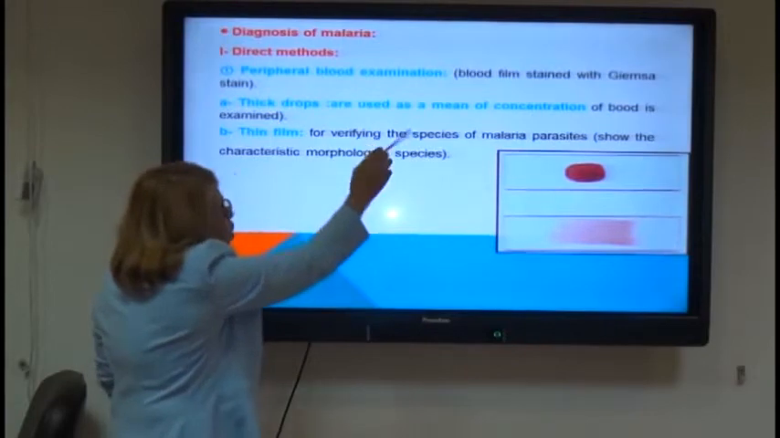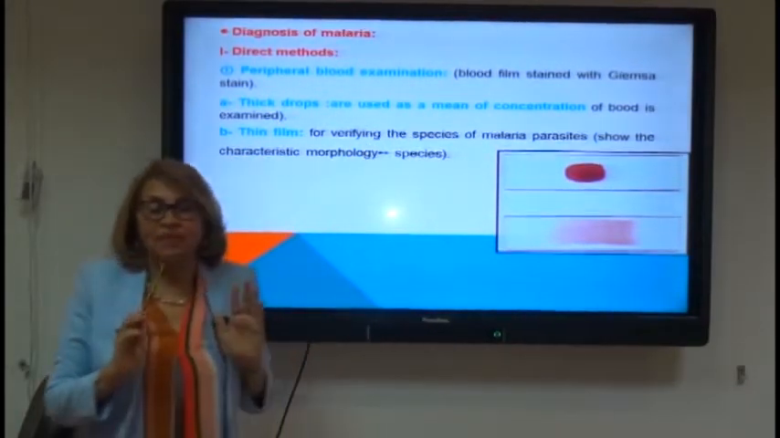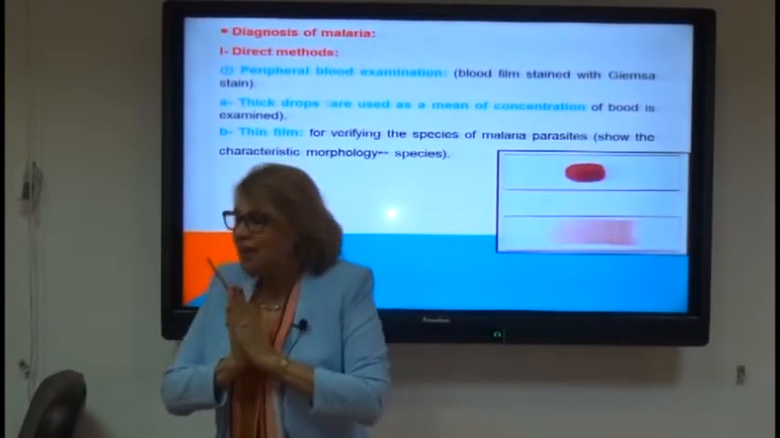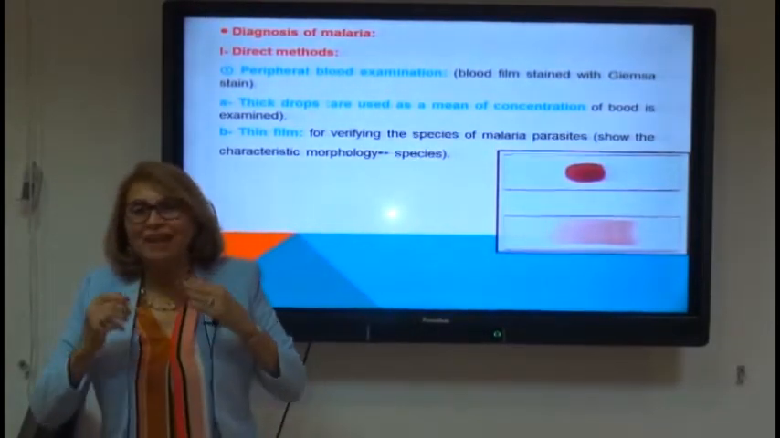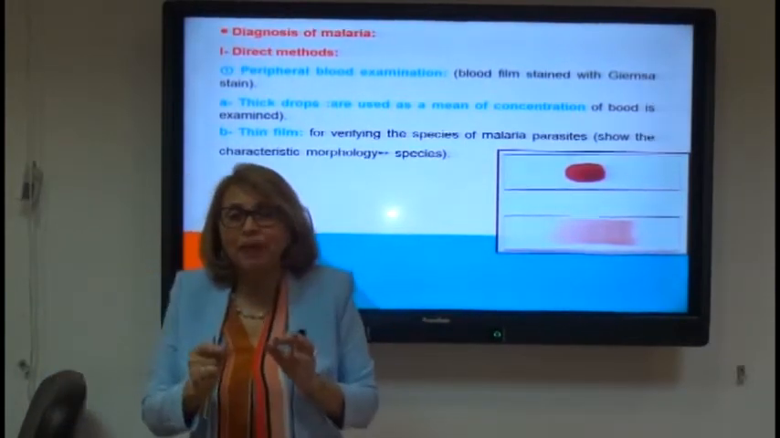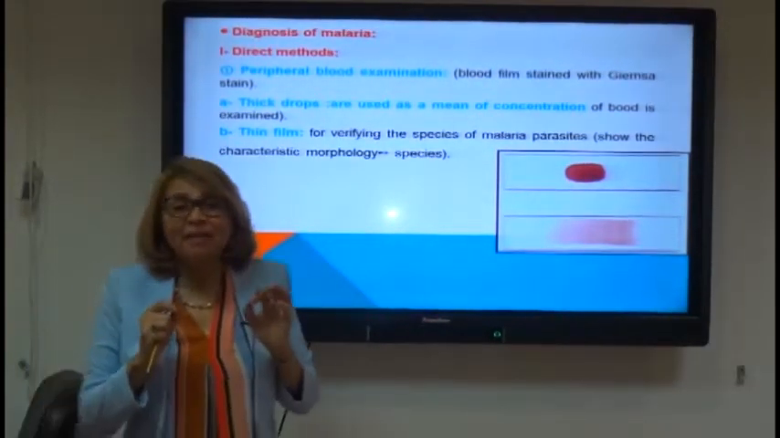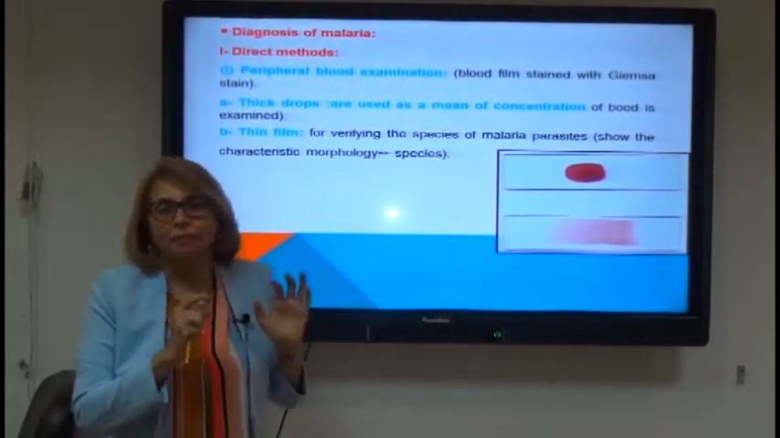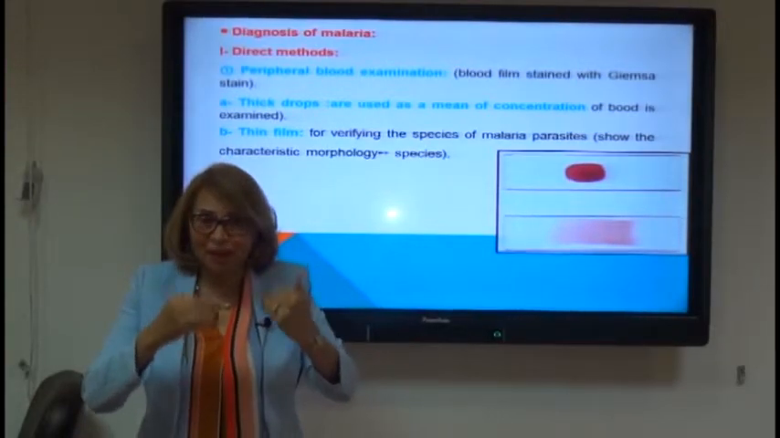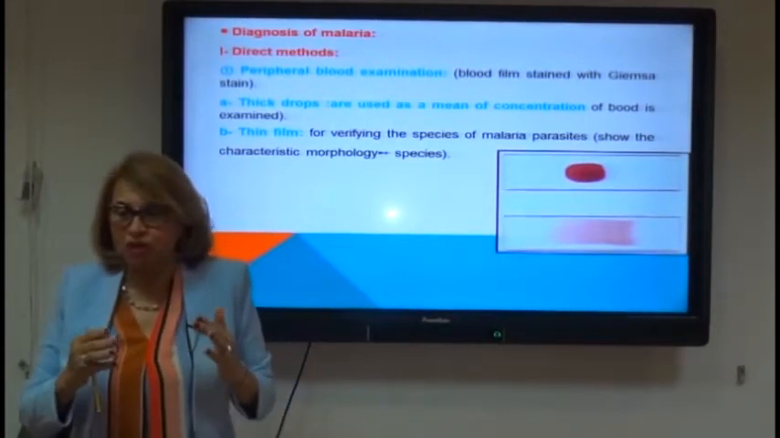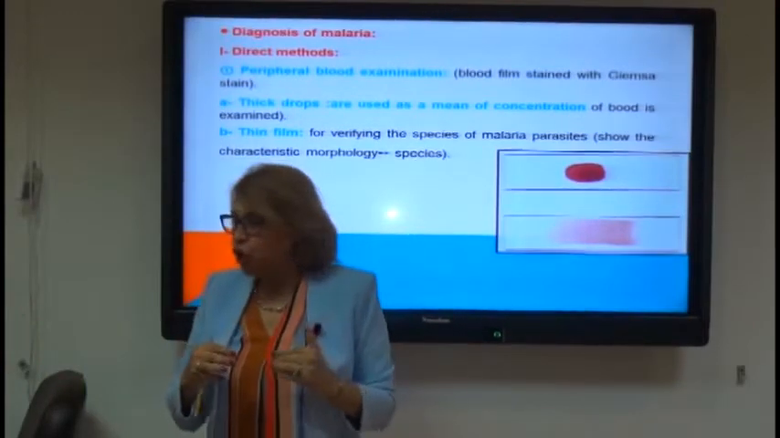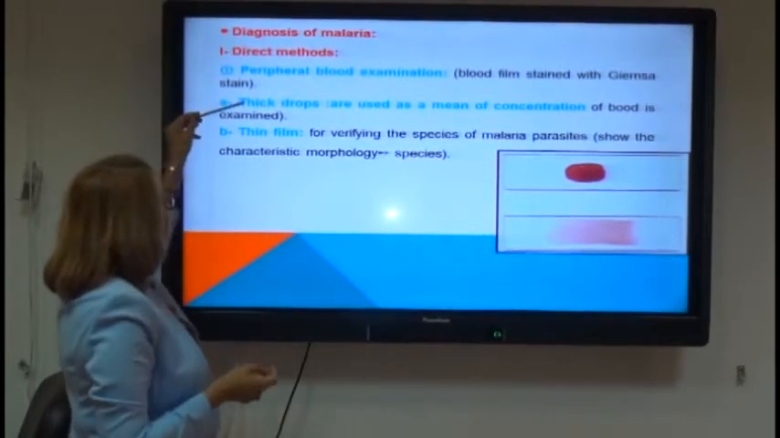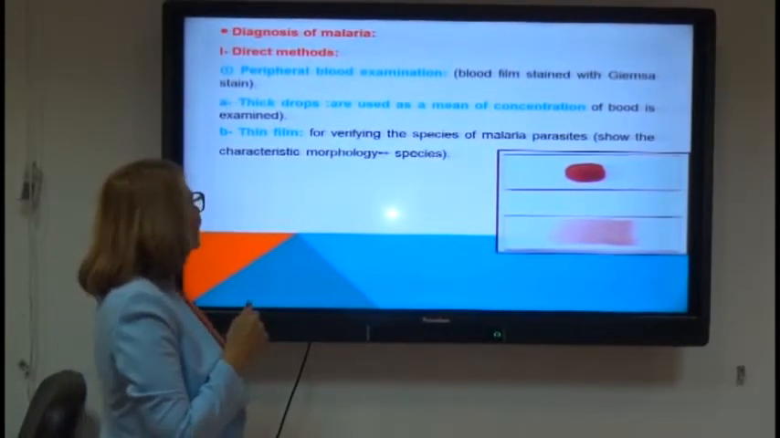The blood film is stained with Giemsa. We have a thin blood film and a thick blood film. The thick blood film, or we call it a thick drop, is used for concentration. By the thick drop, I can tell that this patient has malaria only. The thin blood film is done to verify the species, to identify the species. So you have to do both tests, the concentration test or the thick drop and the thin drop.